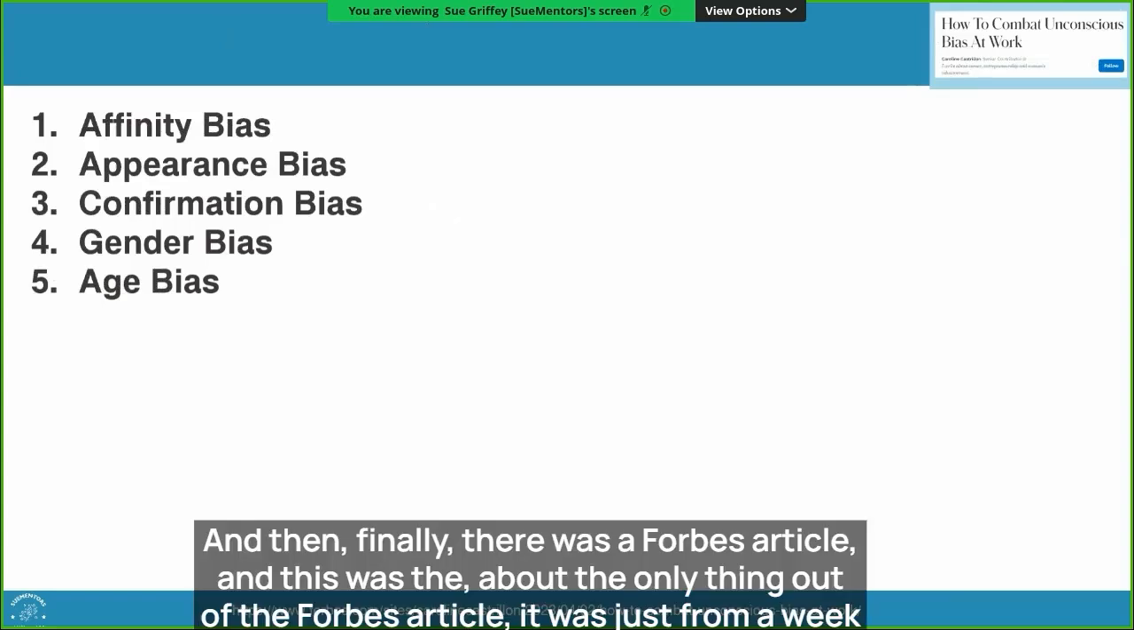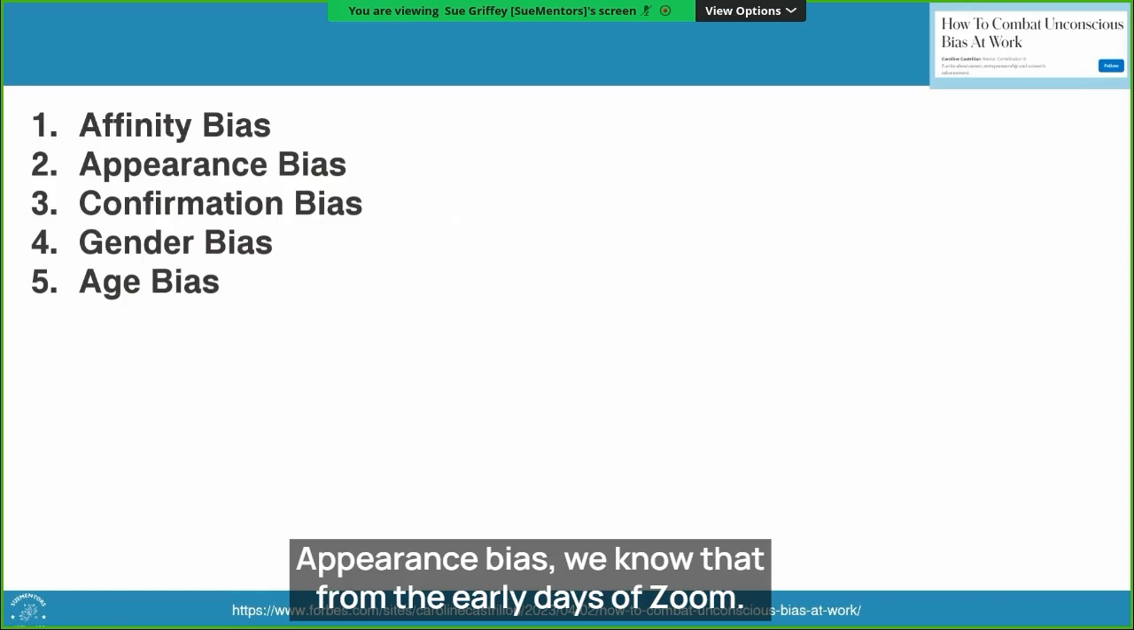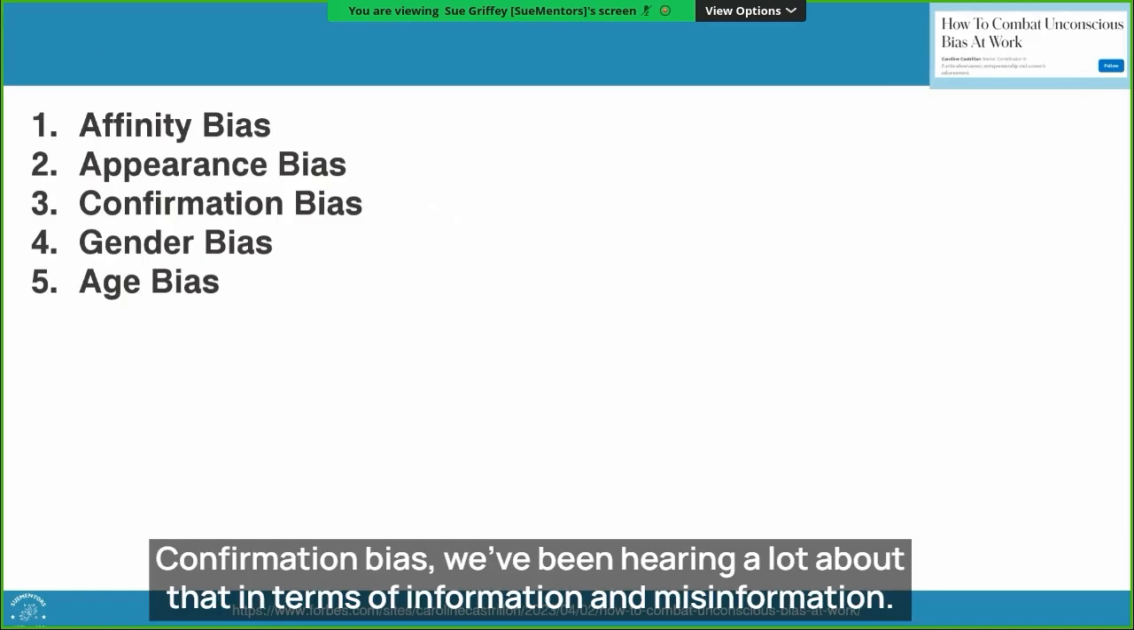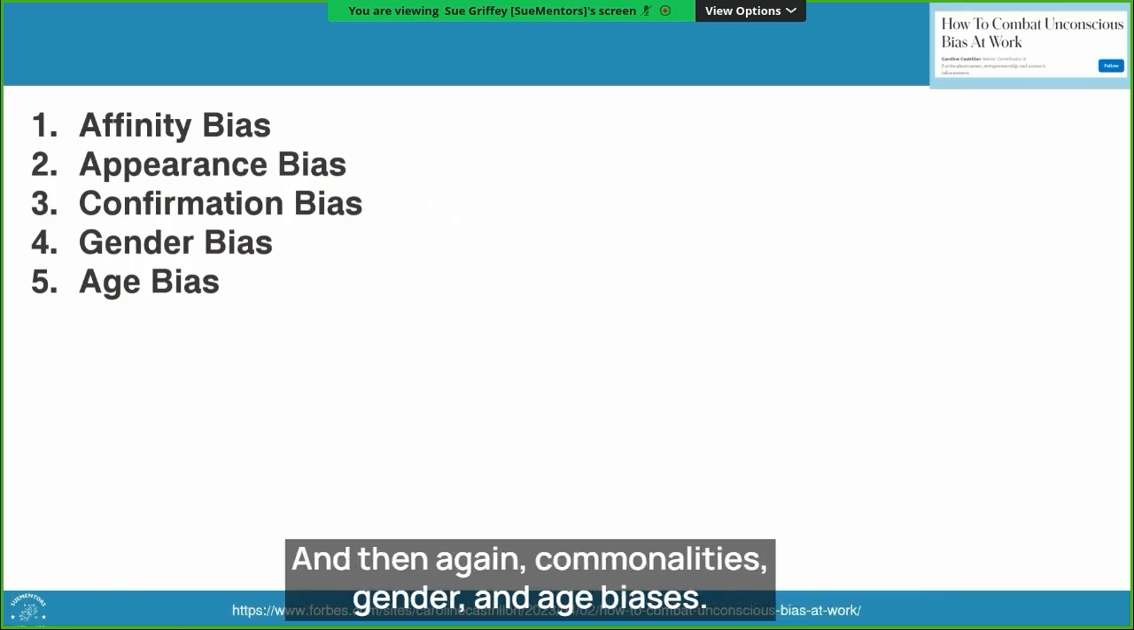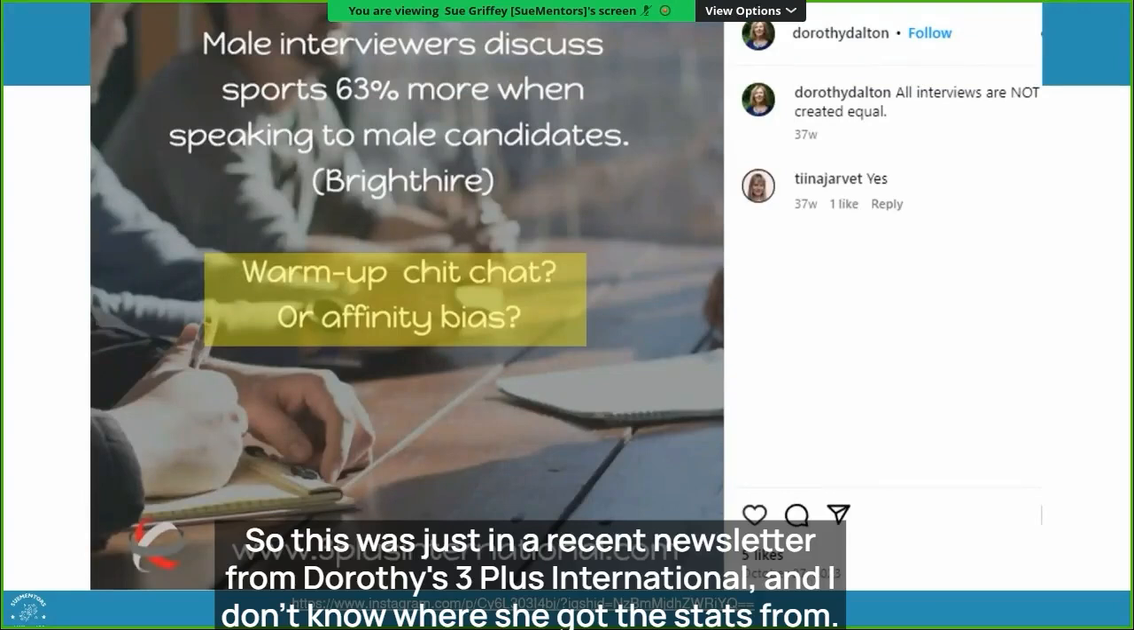And then finally, there was a Forbes article, and this was about the only thing out of the Forbes article. It was just from a week or so last year, that listed affinity bias, which is something that Dorothy talks about, appearance bias, we know that from the early days of Zoom, confirmation bias, we've been hearing a lot about that in terms of information and misinformation. And then again, commonalities, gender and age biases. So this was just in a recent newsletter from Dorothy's 3+ International.